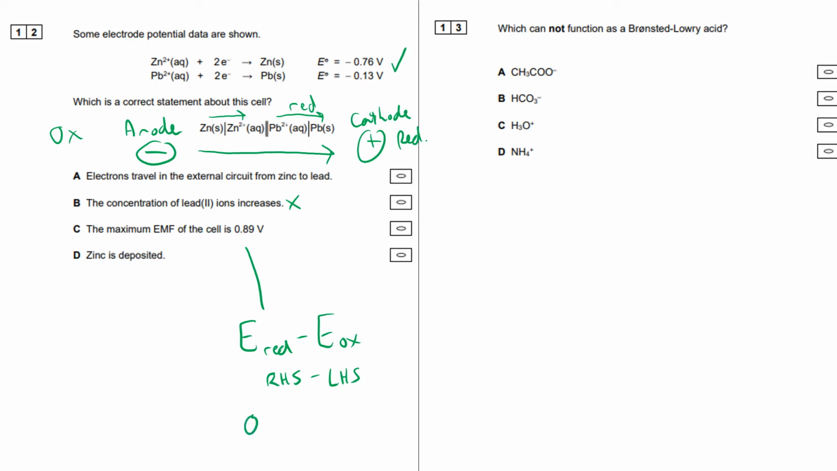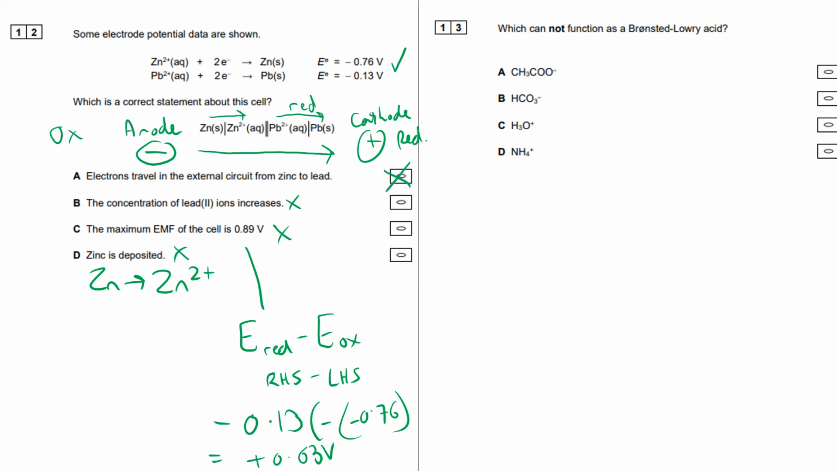So right hand electrode is minus 0.13 minus minus 0.76. Sorry, brackets in the wrong place there. Right minus left will give us an EMF of plus 0.63 volts, not 0.89 volts. And just finishing off by eliminating statement D, zinc is deposited. Well, zinc is not deposited. Zinc, as we've shown, is oxidized into zinc 2+ ions. So that statement is incorrect. Statement A is the only correct statement there.